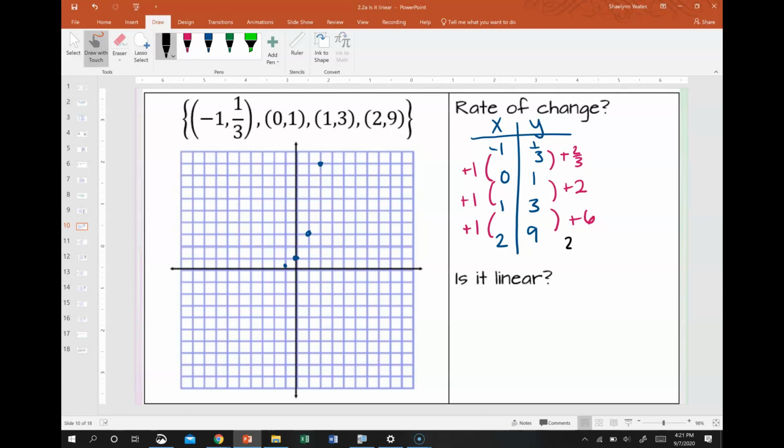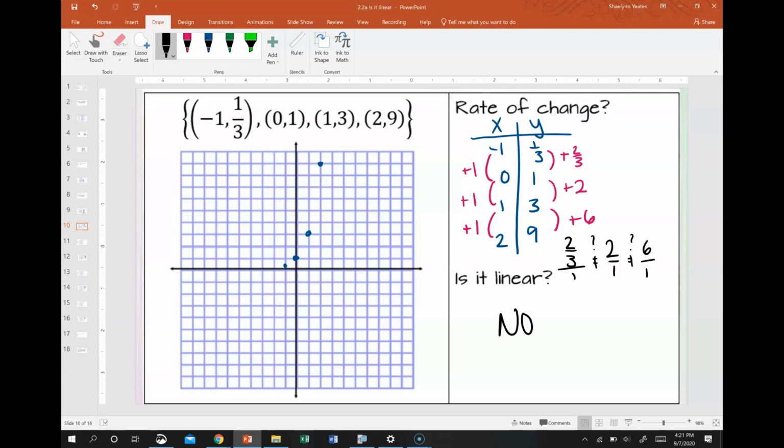So then I'm wondering, does 2/3 over 1 equal 2 over 1? This is a question, remember. Does that equal 6 over 1? And in each case, they don't. So is it linear? No.